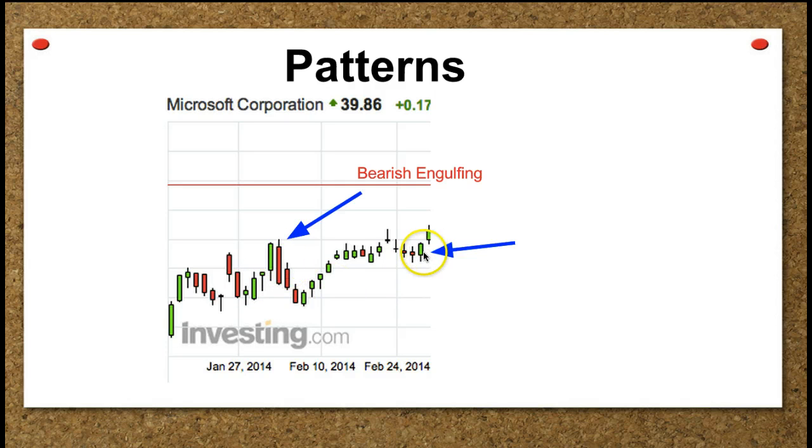Okay, how about here? What do we have here? Well, here we have bullish engulfing because in this case, we had a downward trend, but now this green candlestick encompasses the body of the red one. That's bullish engulfing, where our open is down here at the bottom and our close now is much higher.